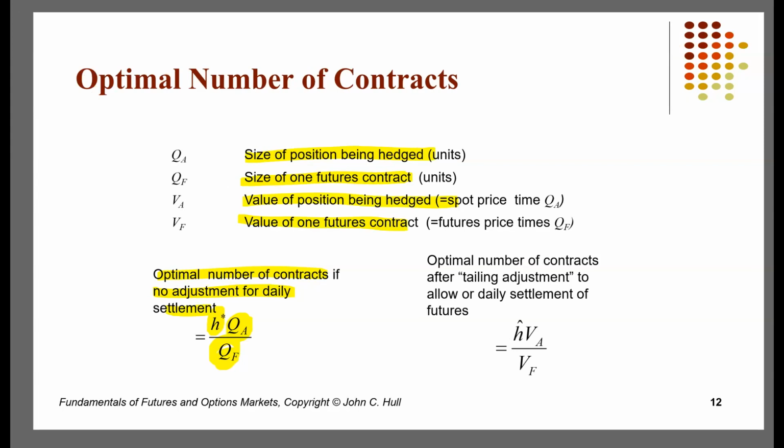Now we could also express this in terms of value, and in doing so we would essentially be accounting for the daily settlement of futures. When we account for daily settlement, we would be using that adjusted hedge ratio, which uses the daily correlation as well as the daily standard deviations, and we would use the values of the futures position as well as the values of the position being hedged.